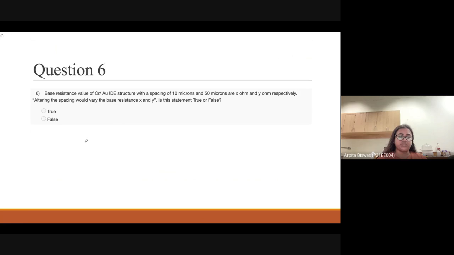Next, question number 6. So base resistance value of a chrome gold IDE structure with a spacing of 10 micron and 50 micron are X ohm and Y ohm respectively. Okay. So altering the spacing would vary the base resistance X and Y. Is this statement true or false?